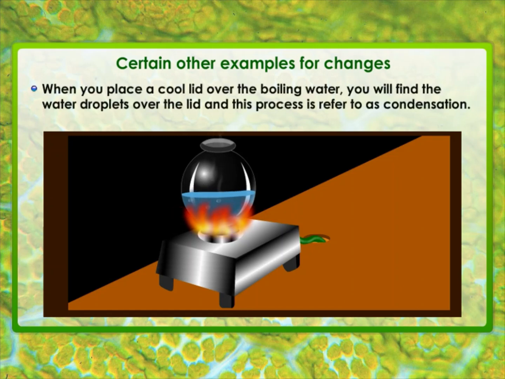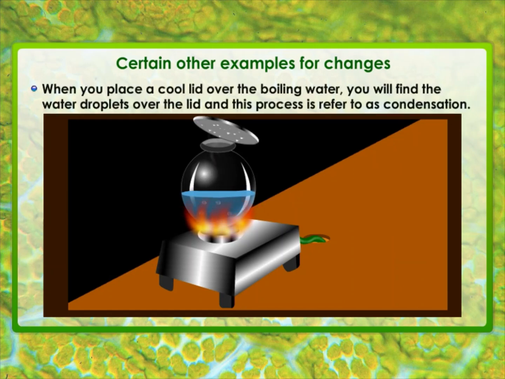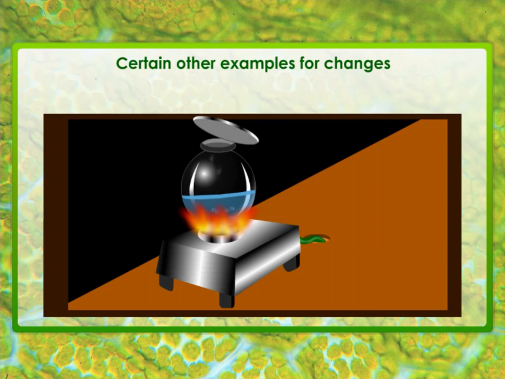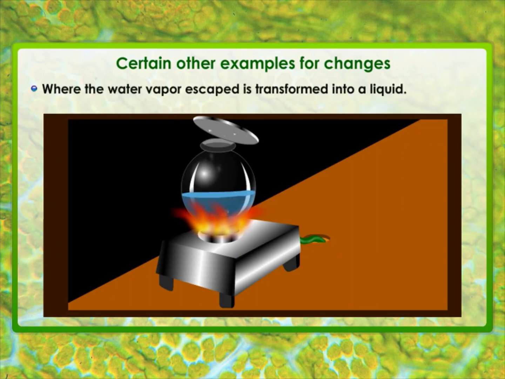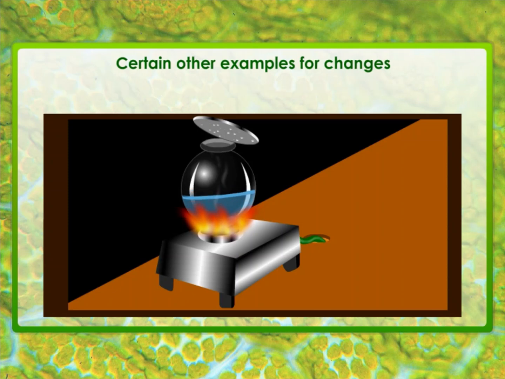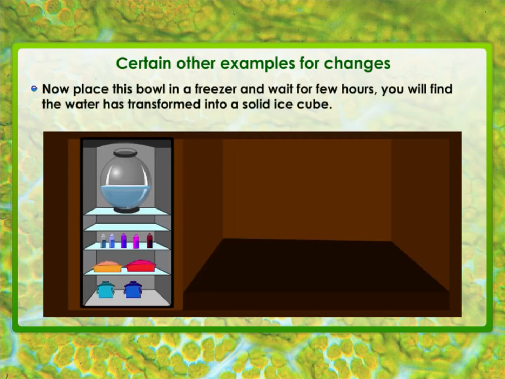When you place a cool lid over the boiling water, you will find water droplets over the lid, and this process is referred to as condensation, where the water vapor that escaped is transformed into a liquid. Now place this bowl in a freezer and wait for a few hours. You will find the water has transformed into a solid ice cube. Hence, these changes are cyclic in nature, that is, they can be reversed to any of their previous forms.